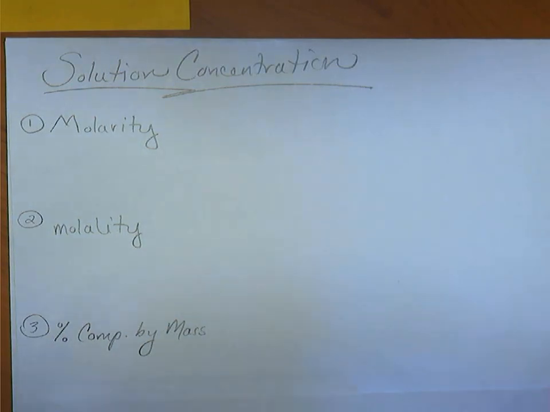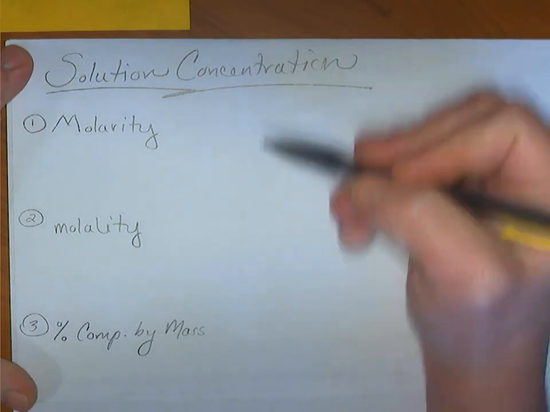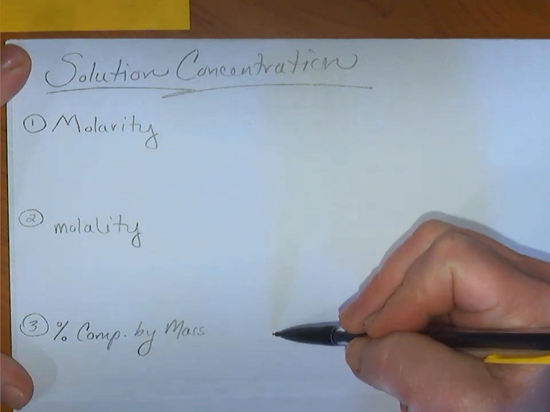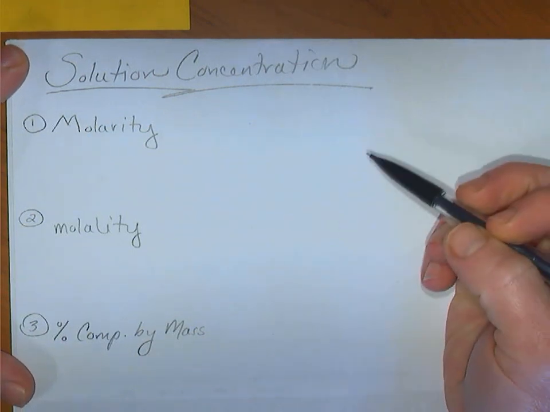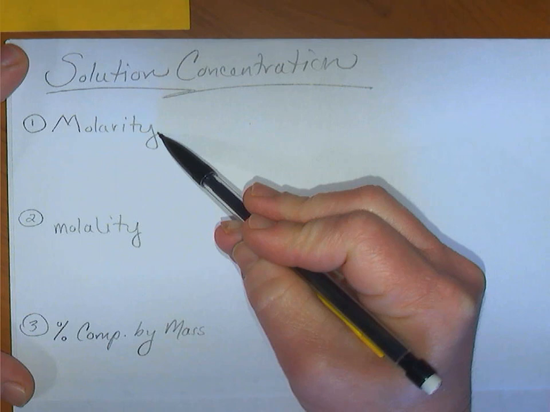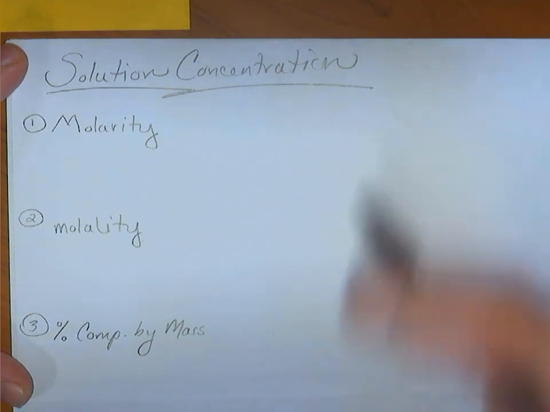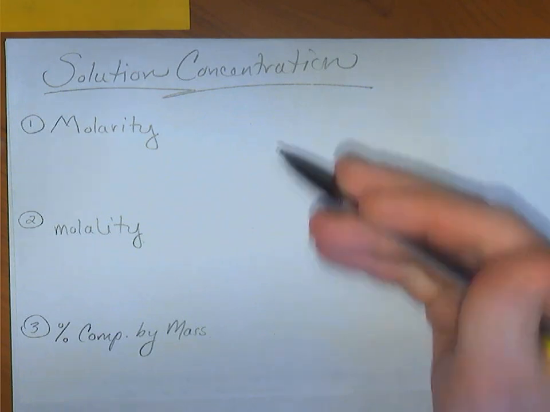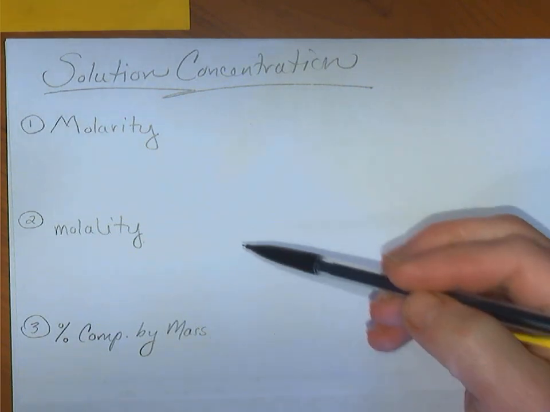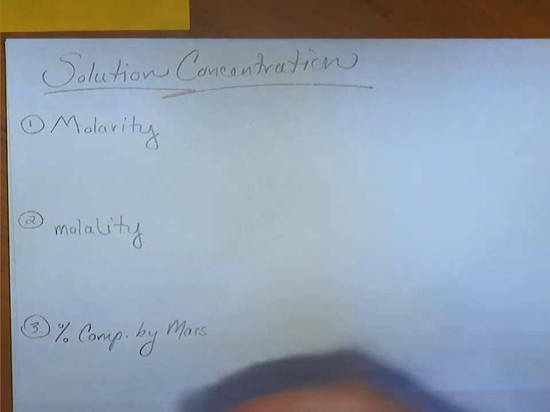This video will walk us through the three main expressions of solution concentration that we use in honors chemistry: molarity, molality, and percent composition by mass. By the end of this, you will have an understanding of how they compare to each other and what the types of problems are where we'll be applying them.